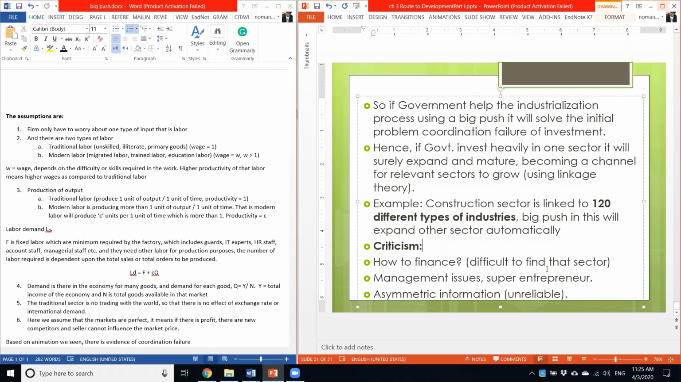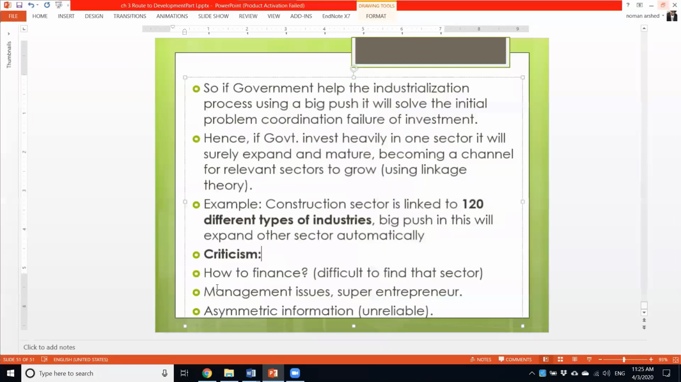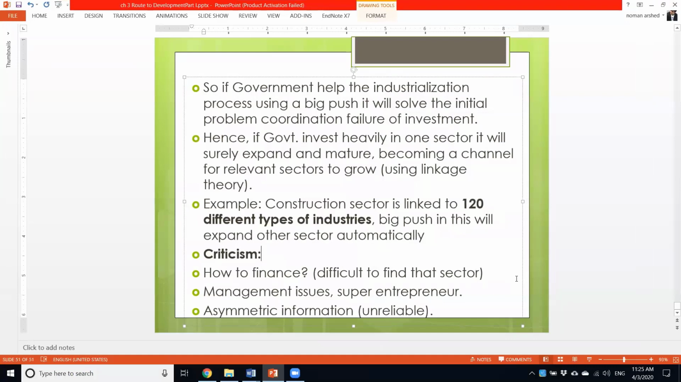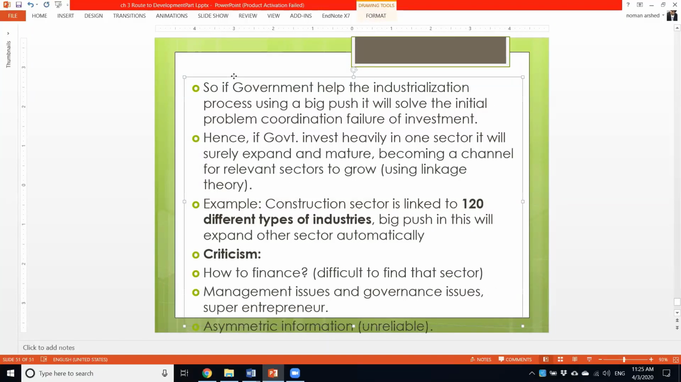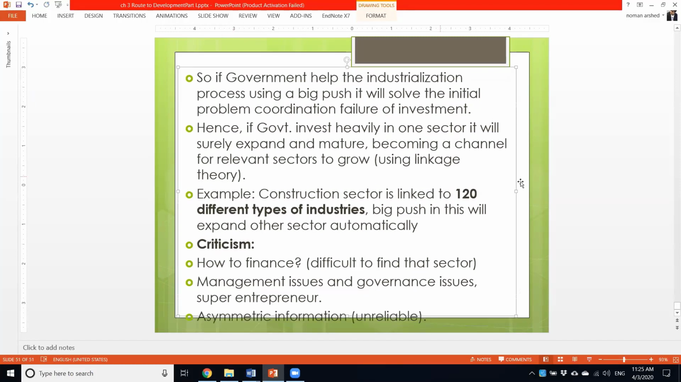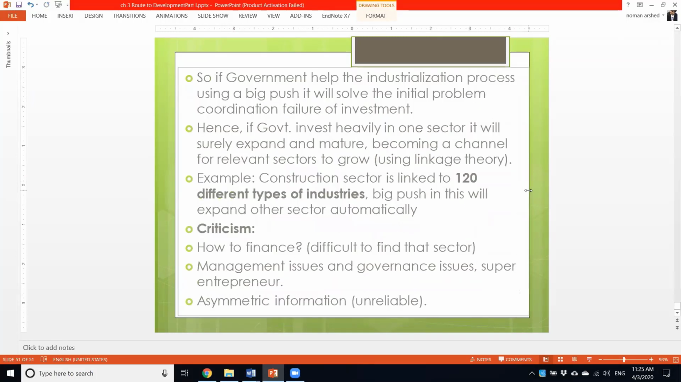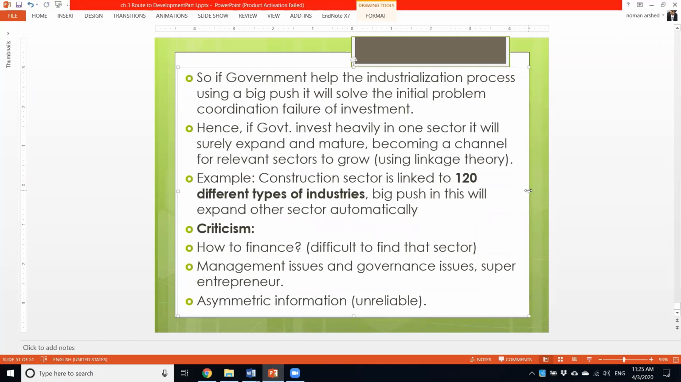So research is required to find relevant industries that can help us know which sector to finance. Then there are management issues and governance issues. We need to find a way so that we do not give a backdoor to corruption. And another issue is we need a super entrepreneur.